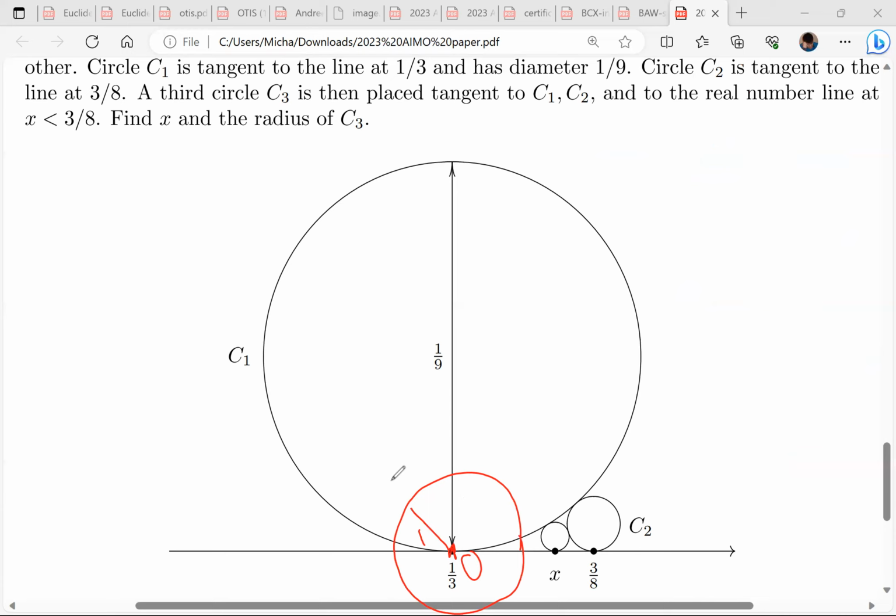What? Radius 1. Yeah, I feel like you're mentioning some very trivial point.